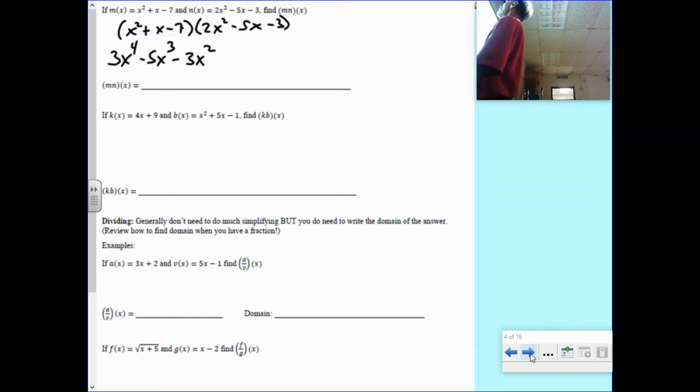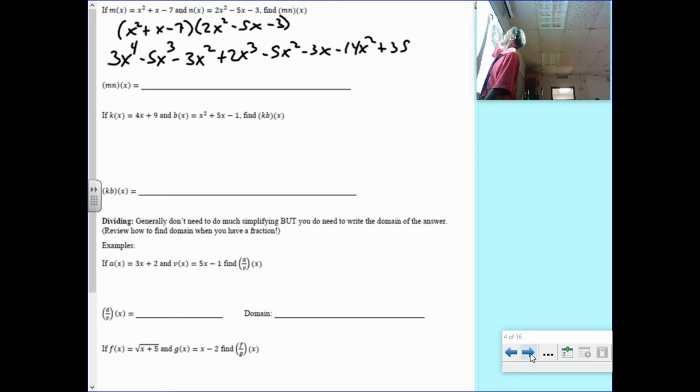And then now we're going to take the middle term, x, and multiply by everything. So x times 2x squared. And then x times minus 5x. And then x times minus 3. And then negative 7 times everything, which would be negative 14x squared plus 35x plus 21. Combine all those like terms.